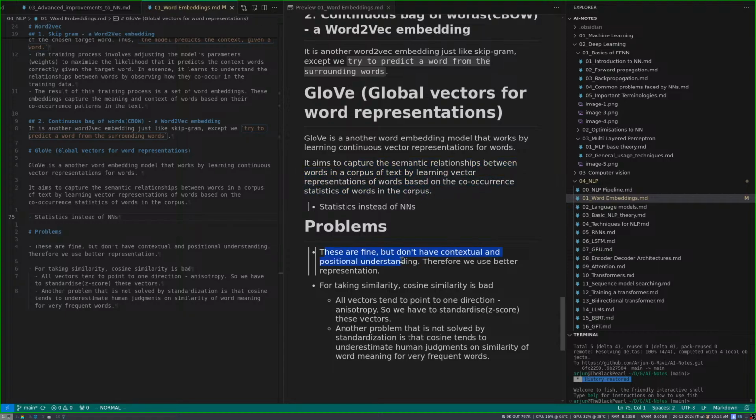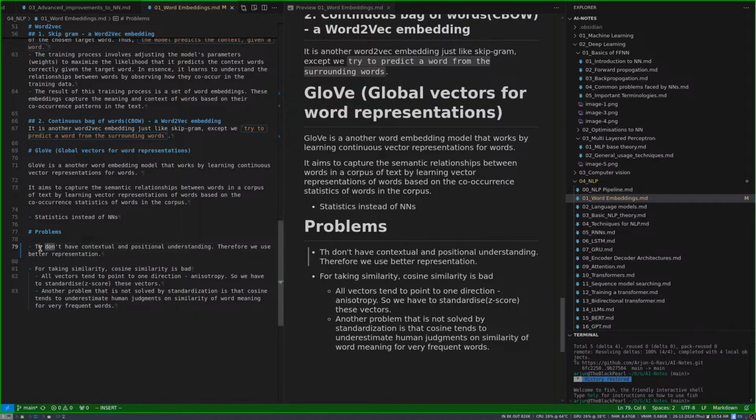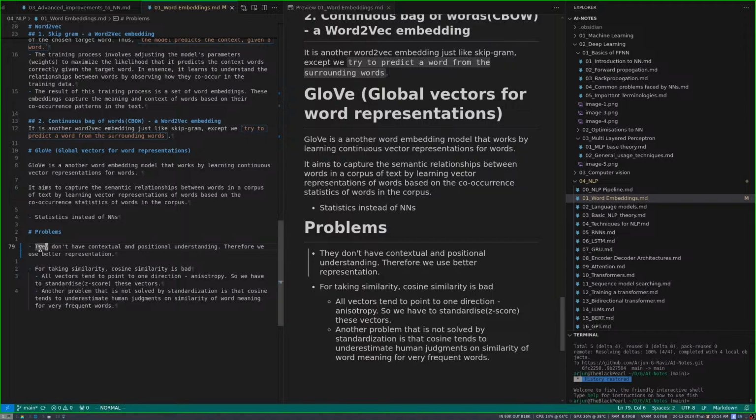Problems. These are fine, but they don't have contextual understanding. Therefore, we use better representations, right?